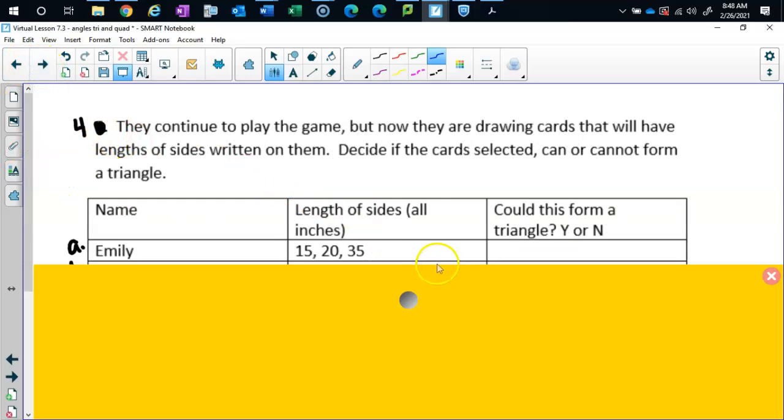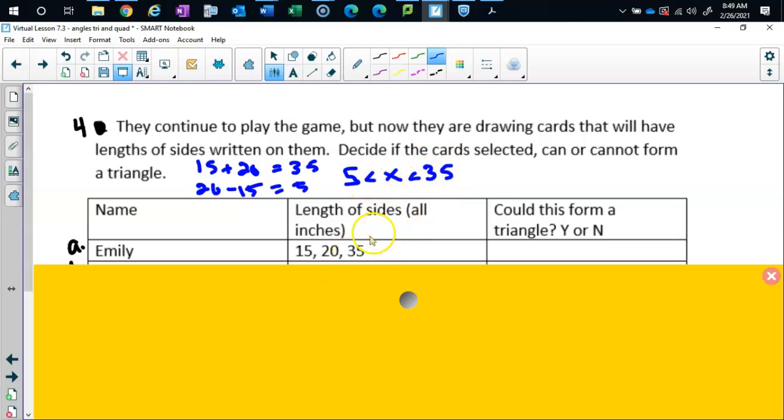Now, number 4, they continue to play the game, but now they are drawing card lengths that will have lengths of sides written on them. Decide if the cards selected can or cannot form a triangle. Emily pulls cards 15, 20, and 35. Can those 3 side lengths form a triangle? Go. Well, what you should have done is this. Triangle inequality. Add the first 2. 15 plus 20 is 35. 20 minus 15 is 5. Our third side, X, has to be between 5 and 35.